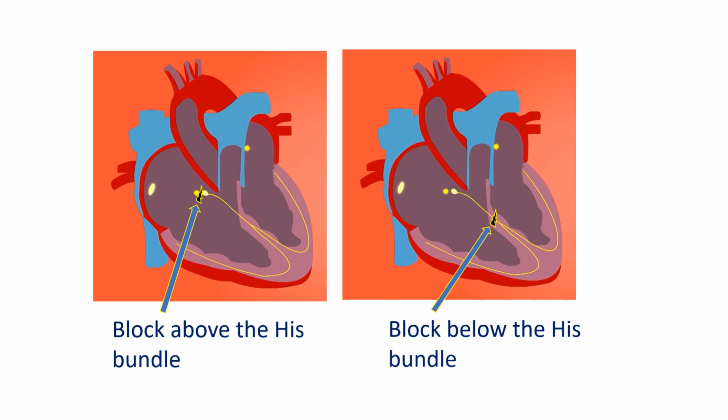rate. Suprahisian complete heart block is recognized on the ECG by a narrow QRS rhythm with relatively higher rate. This is because the subsidiary focus arises from the lower part of the AV junction with higher automaticity. In infrahisian complete heart block, the subsidiary focus has a lower rate in the range of 20 to 40 beats per minute and has a wide QRS complex.